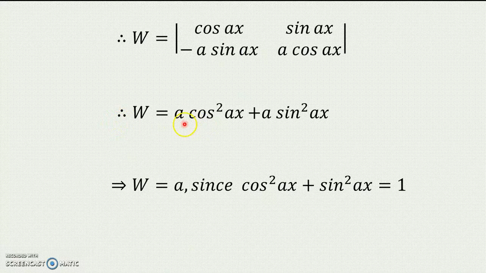Therefore the Wronskian is equal to a into cos square ax minus minus becomes plus a into sine square ax. Now we have to take this a as a common factor, so what remains in the bracket? Cos square ax plus sine square ax. We know the basic formula sine square theta plus cos square theta is equal to 1. So by using this we'll get the value of the Wronskian, which is equal to a.